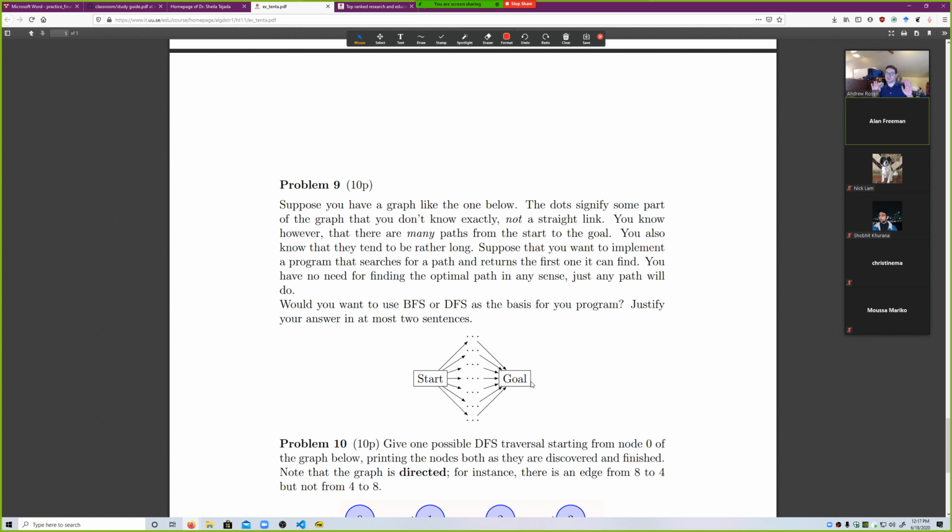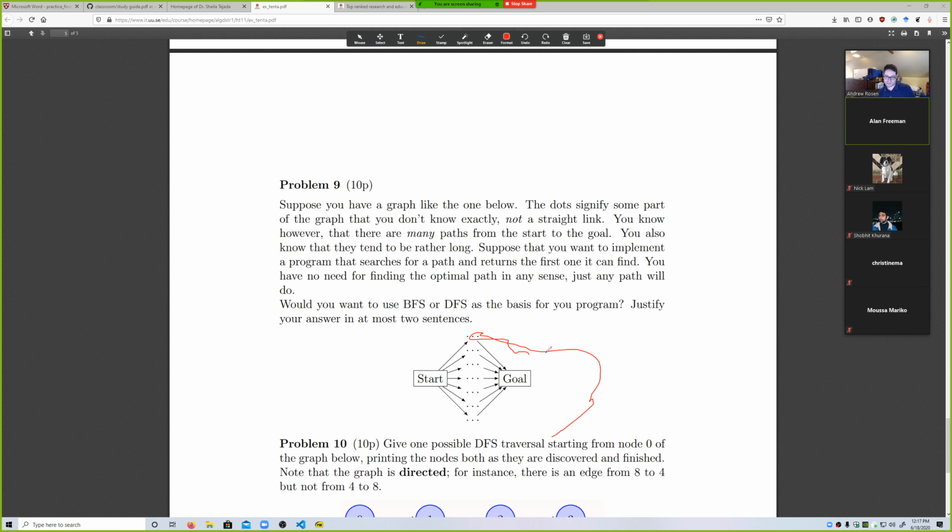We don't necessarily know if there are no cycles in it, because we could have start go to here, which would go to here, which would go to here, and then that would go to here, which would go to here. So we could get a cycle. But depth first search would simply go, okay, I've seen this node before, backtrack, now go this way. So depth first search would be better for this case. Does that make sense to everybody?